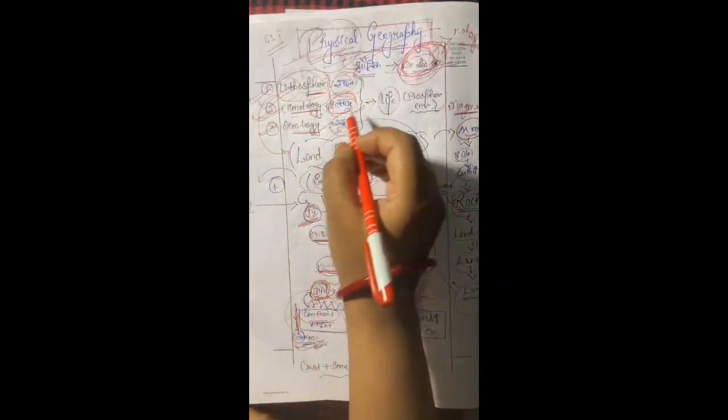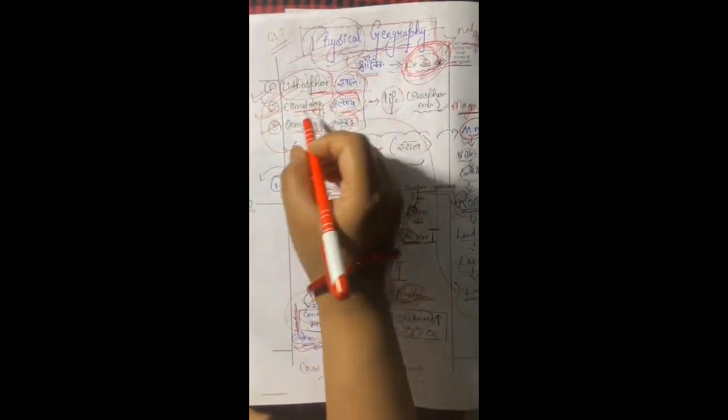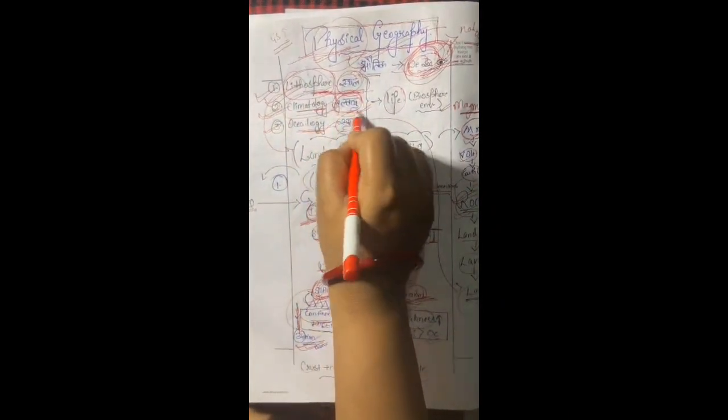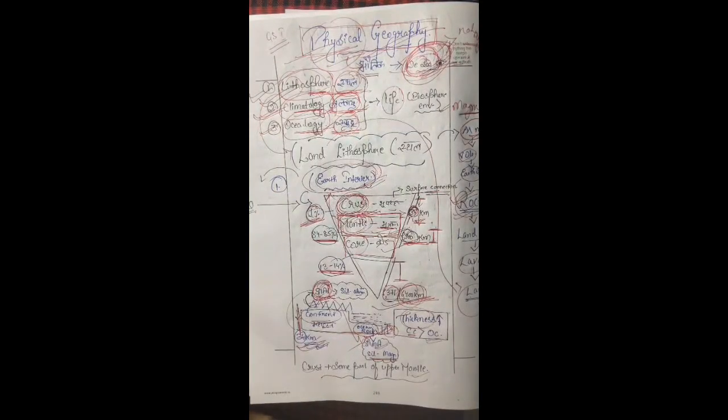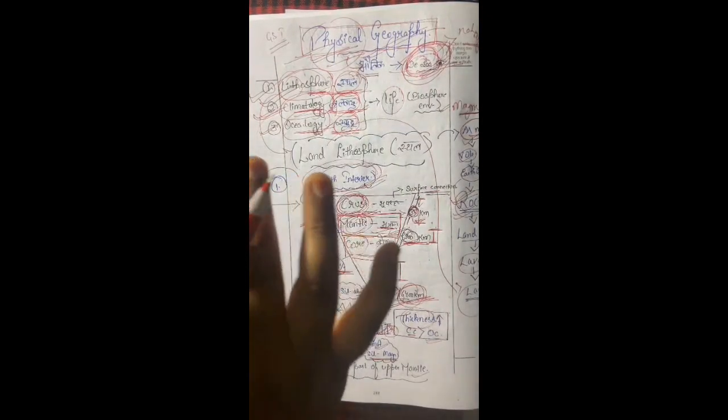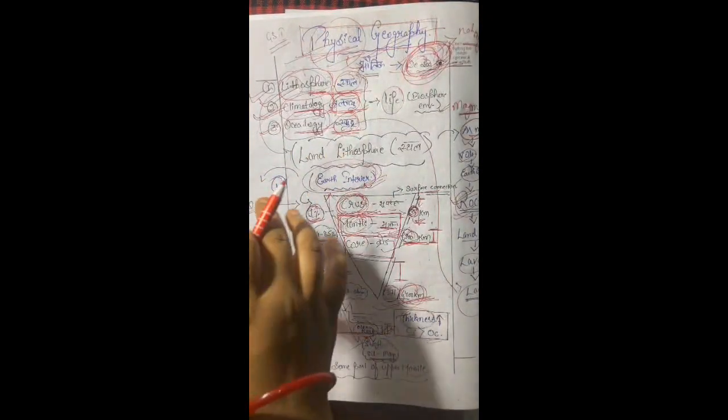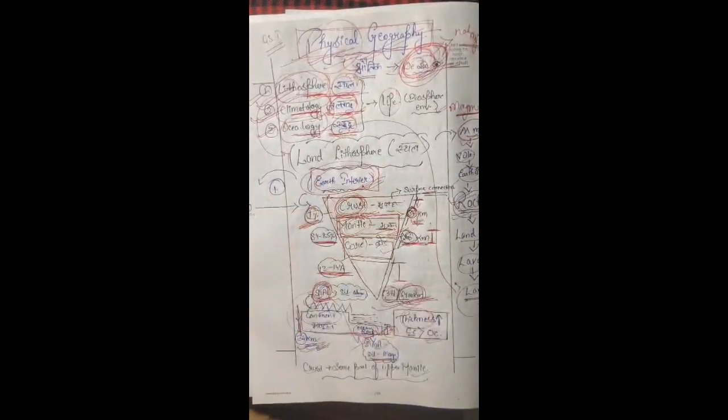It is mainly divided into three parts. The first part is the lithosphere, that's land, sthal. The second one is climatology, jalvayu. The third one is oceanology, samudra. Overall, when these three meet, they support life, creating what we call the biosphere. Today, our main focus is the first part, the lithosphere and the interior of the earth.